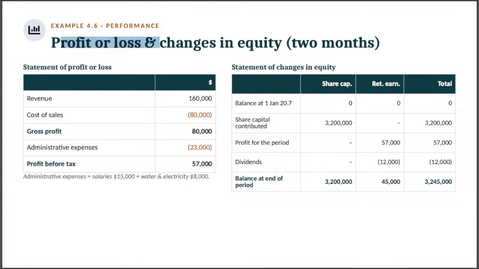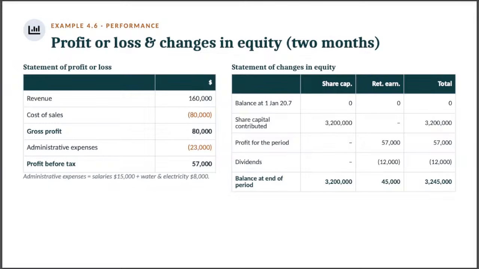Now let's look at profit and loss and changes in equity for the 2 months. So profit and loss statements, we can see how this works. You get revenue, cost of sales, gross profit, administrative expenses, profit before tax, all this good stuff here. And we see how it goes. We get share capital, retained earnings, and total. So profit for the period, 57,000, 12,000 in dividends taken out here. So you can see how this works here.